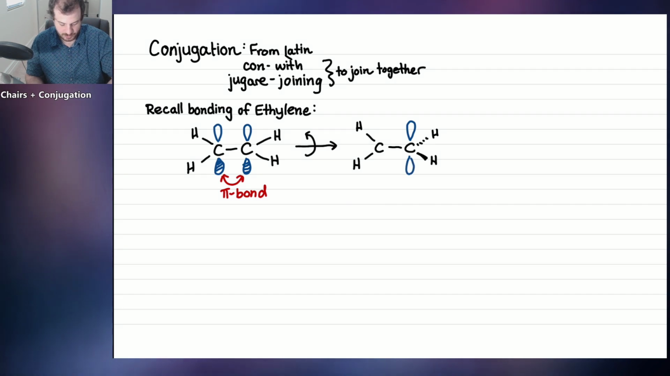So the right carbon will kind of stay the same, but then the other carbon will kind of rotate 90 degrees. And now look what happened. The p orbitals are no longer lined up with each other. They're at 90 degrees from each other. So what that means is the pi bond was broken.